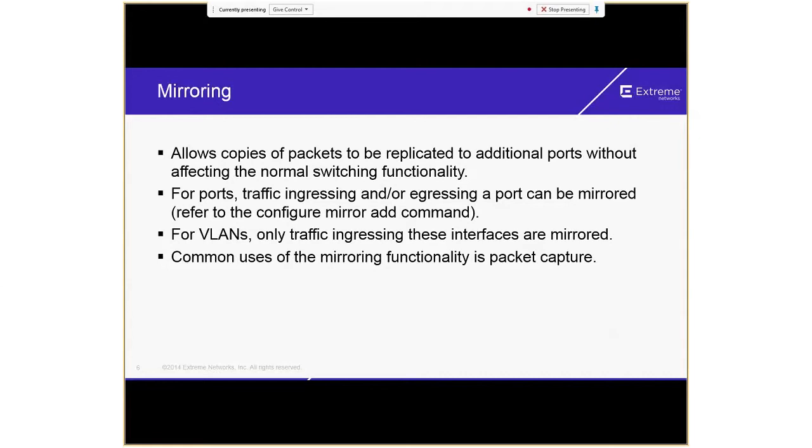So when you're mirroring a port, this is for Extreme switches, I'm saying when you're mirroring a port, you can get the ingress traffic and the egress traffic as well. Ingress as in the traffic that is actually coming into the switch, and egress as in the traffic which is going out. So when you're mirroring a port, the ingress traffic is mirrored as well as the egress traffic. Whereas when you do mirroring for a VLAN, only the ingress interfaces are mirrored. So only ingress traffic is mirrored when you're doing it for a VLAN.